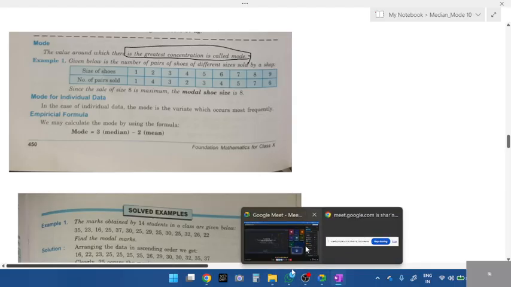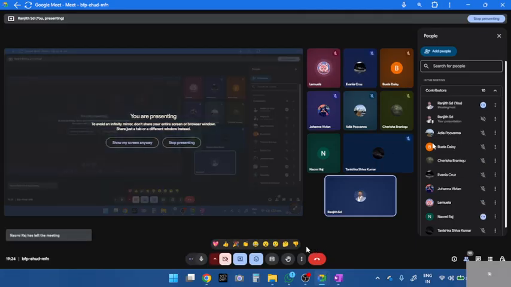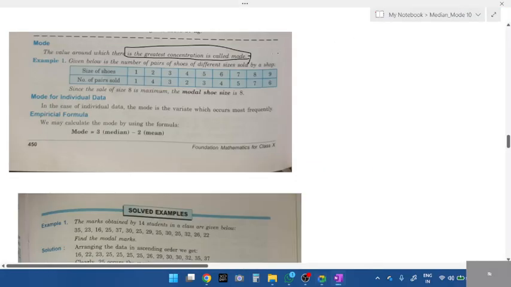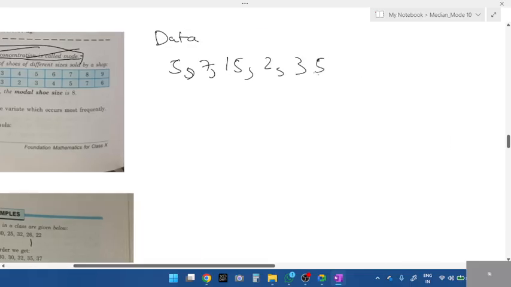Why is nobody responding? Are you there on the line? Can you all respond? All this is not required. Mode is nothing but whenever they give us any value, students, data, basically raw data, 5, 7, 15, 2, 3, okay, again 5, 4, 5, 1, 2, 9. See, these are the raw data.